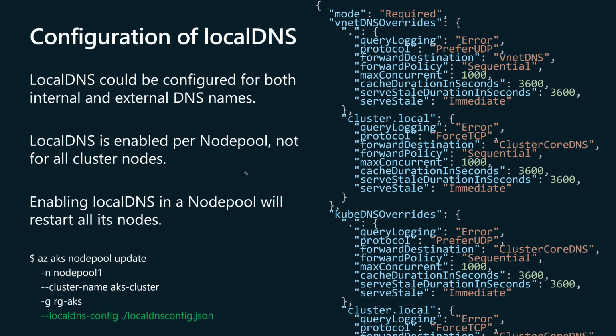It means that for each node pool, I need to enable local DNS independently if I want to. So then I can enable it on some node pools and disable it on other node pools, for example. And also for each node pool, I can specify a different DNS configuration. So note here, to enable it, we just use az aks nodepool update, and then we pass the parameter name local-dns-config, and then we specify the localdnsconfig.json file, which is this file right here.